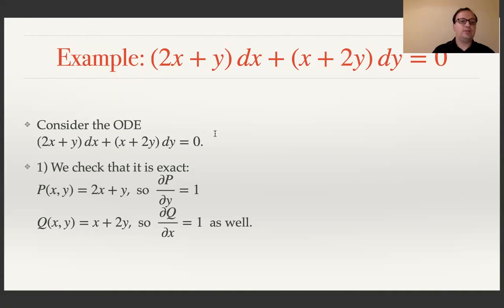And now, first, let's check that this equation is exact. In this equation, p(x, y) is 2x + y, and q(x, y) is x + 2y. Then partial p over partial y is 1, because 2x doesn't contribute. Partial q over partial x is also 1, because 2y doesn't contribute. Since they are equal, both 1, the equation is exact.